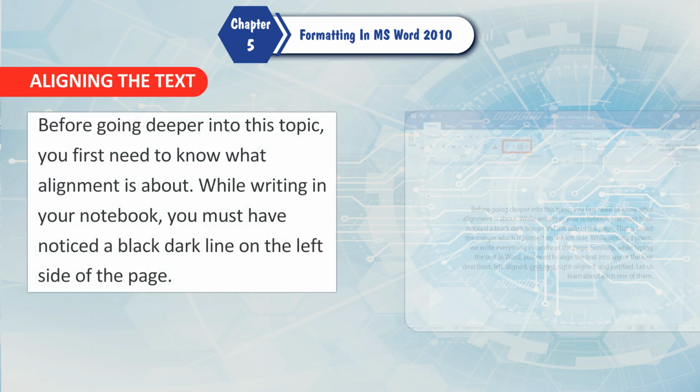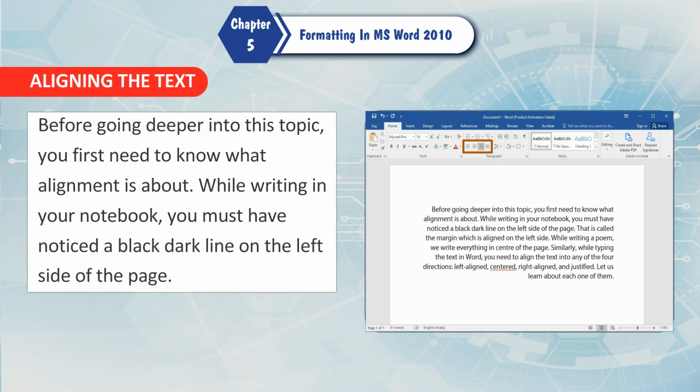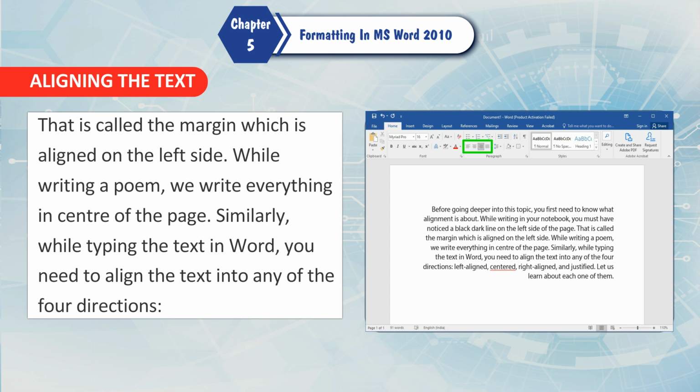Aligning the text. Before going deeper into this topic, you first need to know what alignment is about. While writing in your notebook, you must have noticed a dark line on the left side of the page. That is called the margin, which is aligned on the left side. While writing a poem, we write everything in the center of the page.